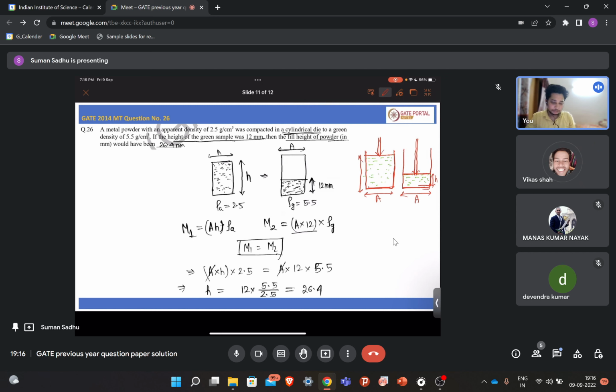And also, as the volume is changing but mass is conserved, right? Here no loss of powder is happening because you just sealed it and you are just compressing it. So mass is also the same, m1 equals m2, and the area is also the same but height is changing, and because of this rho is also changing. So that is why this is apparent density, this is green density after compaction. Got it?